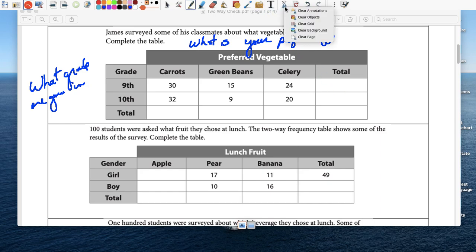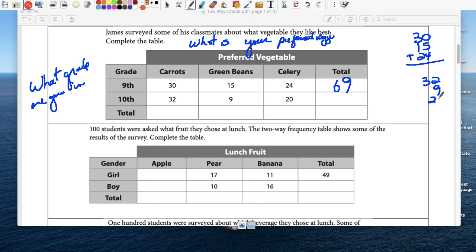So we can read this as, in the 9th grade, 30 kids said carrots were their favorite, 15 said green beans were their favorite, and 24 said celery was their favorite. So how many 9th graders in total were surveyed? Well, 30 plus 15 plus 24, and we get 69 over here. In 10th grade, 32 like carrots, 9 like green beans, and 20 like celery. So how many 10th graders were surveyed? So we have 32, 9, and 20.